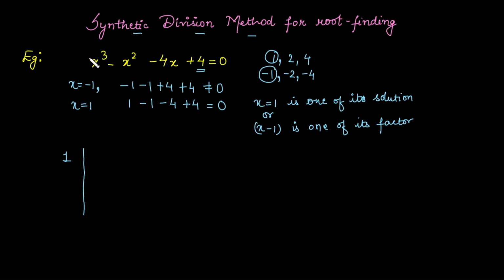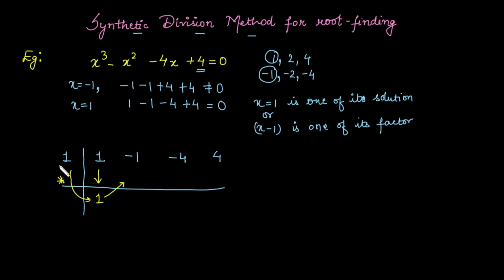Then we will take the coefficients. As it is a cubic equation, we have 4 coefficients over here, starting with the highest order. That is the x cube coefficient, that is 1. Coefficient of x square is minus 1. Coefficient of x is minus 4. Then the constant term. Next, take this number as it is. Then multiply these two numbers, and whatever the answer is, keep the result over here.